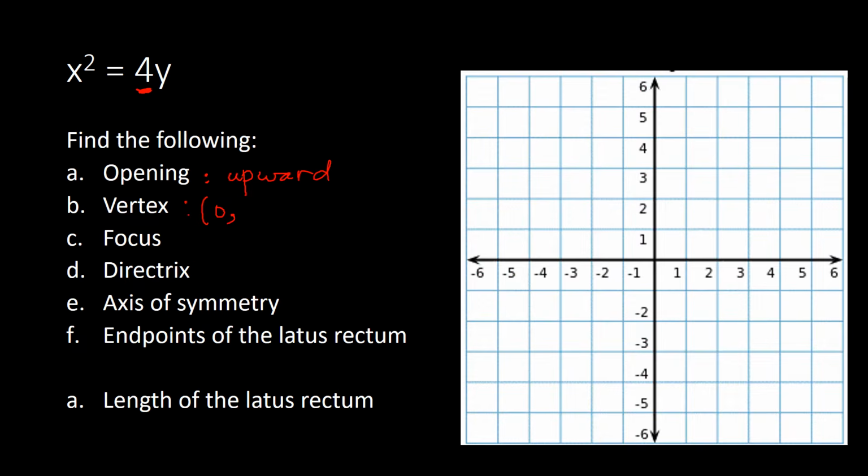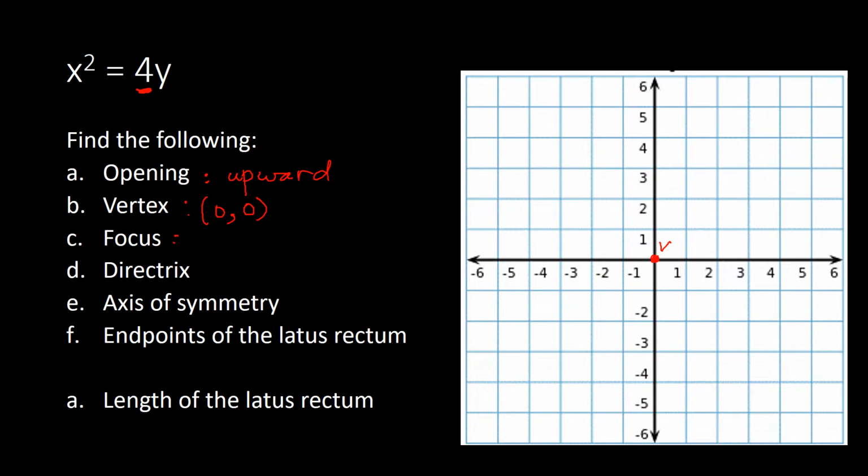On your y, do we have a number added or subtracted on y? Since we don't have, that is 0. So the vertex now is at the origin. Plotting that one here, this is our vertex. Now next one, let's go to the focus.